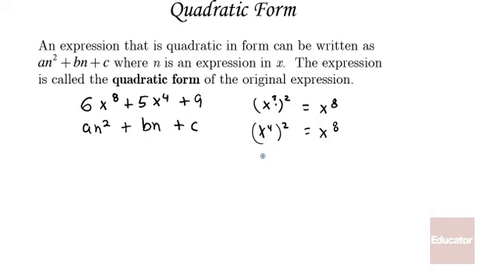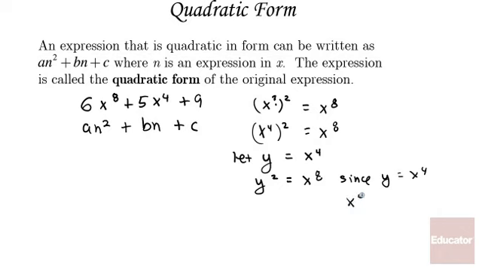Now I'm going to assign another variable the value x to the 4th. I could use y, I could use z; I'm going to use y. I'm going to let y equal x to the 4th. Therefore, y squared equals x to the 8th, since y equals x to the 4th. If y equals x to the 4th, I could just substitute and say that this is really x to the 4th squared.